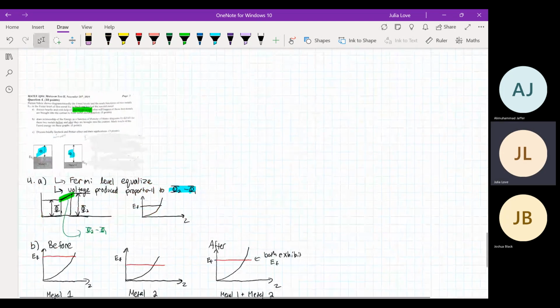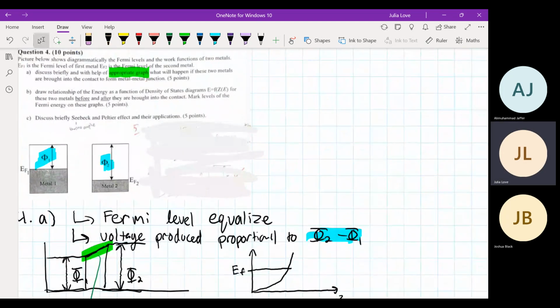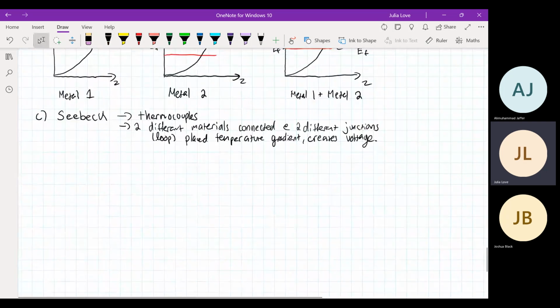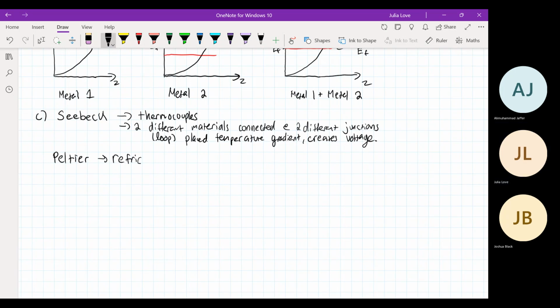And then the second one is the Peltier effect. I don't know if I'm saying that right. So this one is used in refrigerators and other cooling devices, essentially.